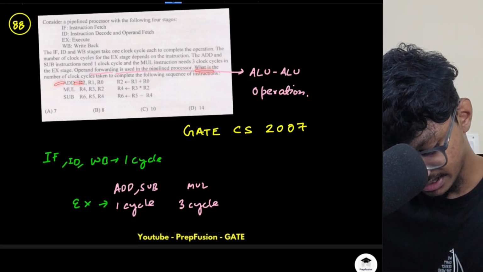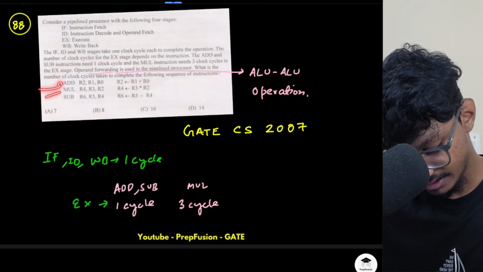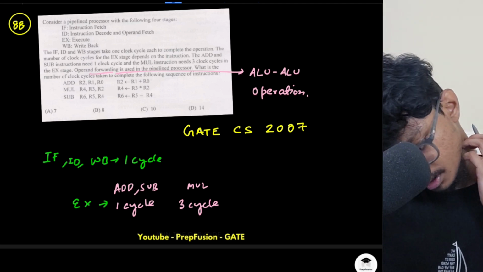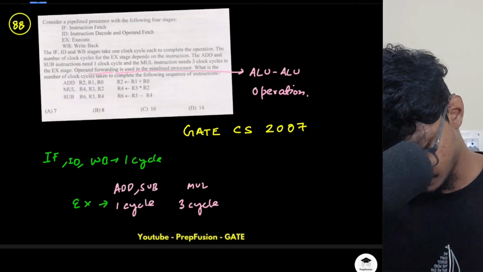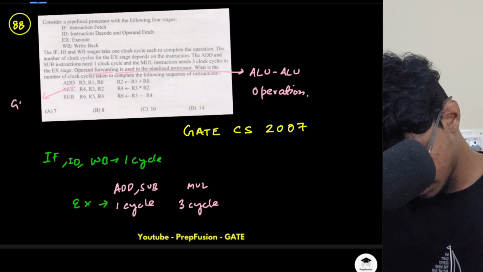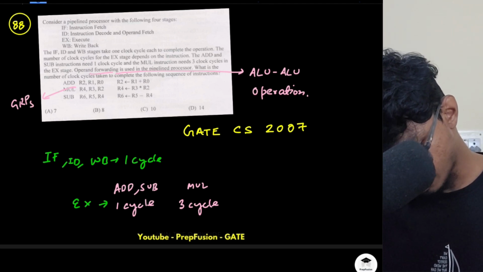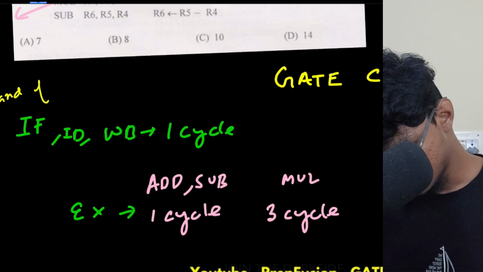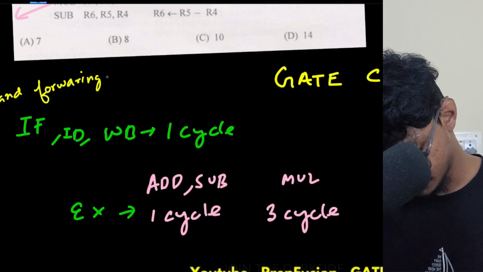What is the number of clock cycles taken to complete the following sequence of instructions? So first I have add, then I have multiplication, then I have subtraction. How many clock cycles will I require? First, what I notice is all these are general purpose registers, all these are GPRs. So basically I can use the concept of operand forwarding, because all of them are ALU to ALU operation.